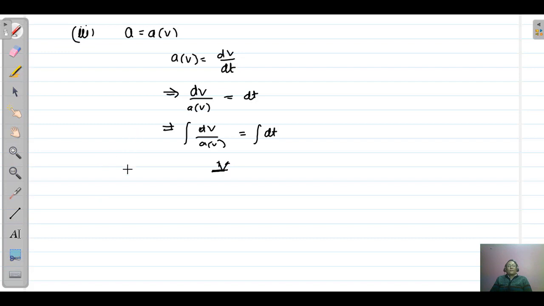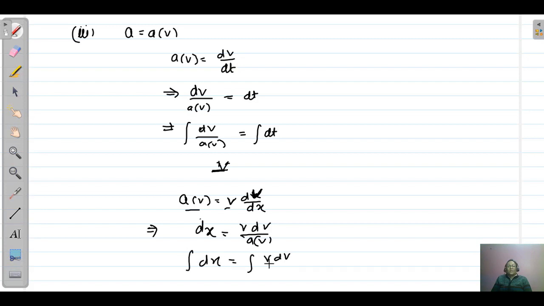Now we have to find the position also, because the function a(v) is given. Acceleration is a function of velocity. We write a(v) equal to v dv/dx. So this is a(v) equal to v into dv/dx. So we keep the dx term on one side and the v terms on the right side. And now we integrate it. And integrating, ultimately we get the position. So in this way, we can use integral and differential for the cases when acceleration is not constant.